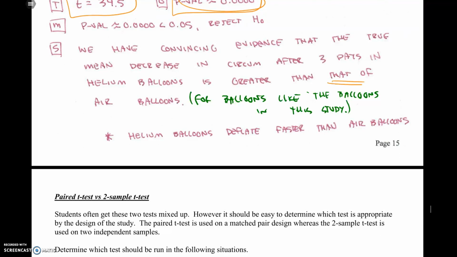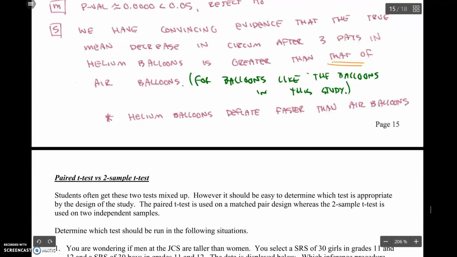We should talk about what we can generalize to. We can't generalize to a larger population. We can just generalize to balloons like the ones we bought in that little bag. So helium balloons deflate faster than air balloons. Okay.